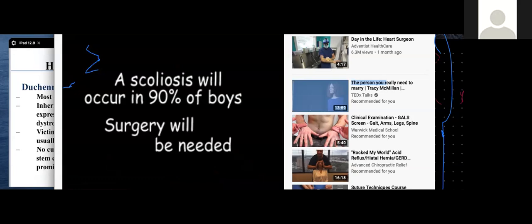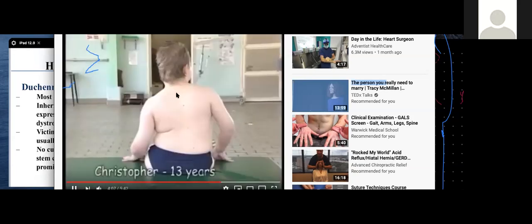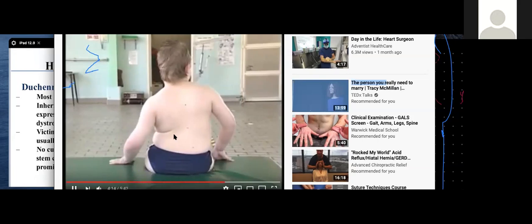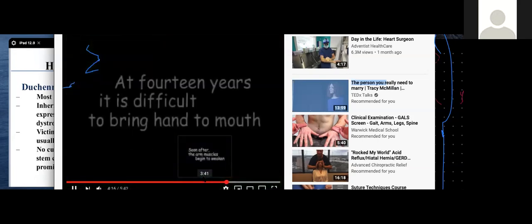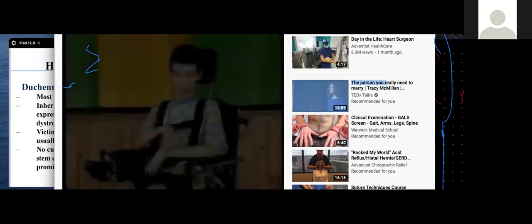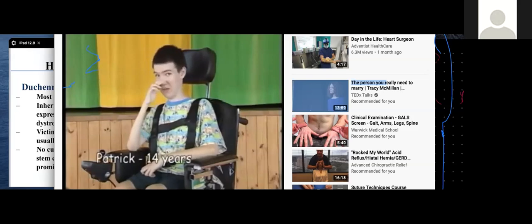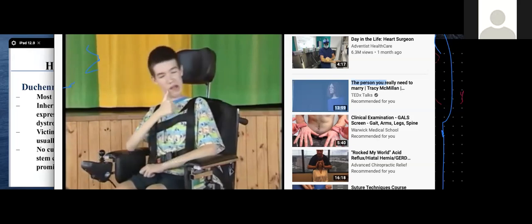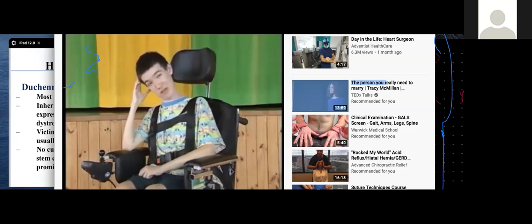Scoliosis is going to be present in almost 90% of the patients. You see on here is the lateral deviation of the spine. More difficulty in moving the arms. I'm not able to move my hand towards my mouth even. So those patients will need assistance in order for them to perform their basic daily activities.